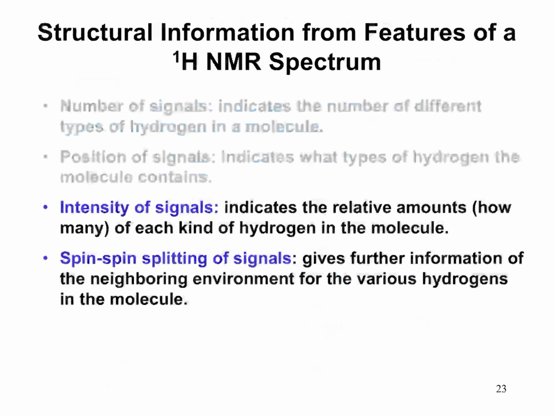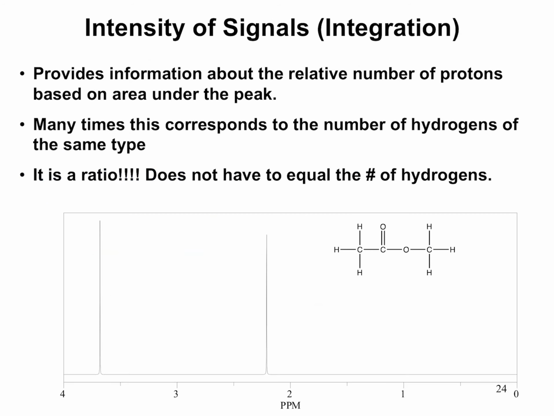All right, so we talked about the number of signals and the position of signals. The next thing we're going to talk about is the intensity of signals. How strong is that signal? And then we'll talk about spin splitting. What do those signals look like? So when we're talking about intensity of a signal, if we look at this molecule here, there are two peaks. We can see that there are two different types of hydrogens here.